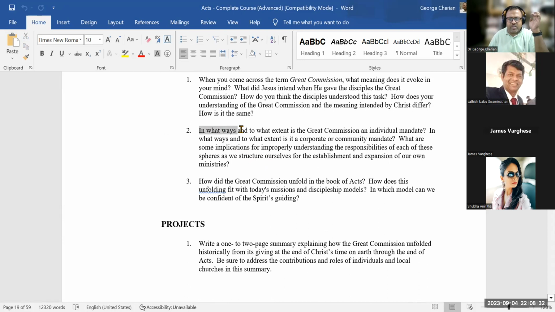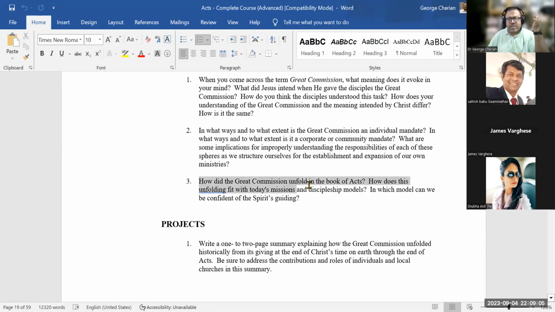In what ways and to what extent is the Great Commission an individual mandate? In what ways and to what extent is it a corporate or community mandate? What are some implications of improperly understanding the responsibilities of each of these spheres as we structure ourselves for the establishment and expansion of our own ministries? So what he's saying is, the Great Commission has an individual commitment and a corporate commitment. What is the extent of this and how do they overlap? That is what we need to discuss.